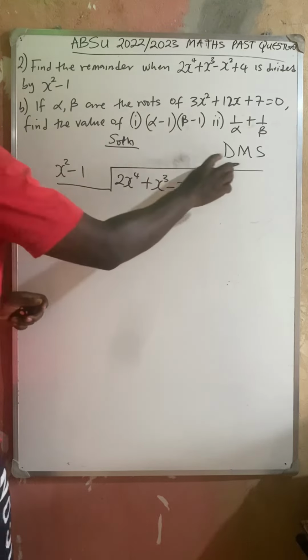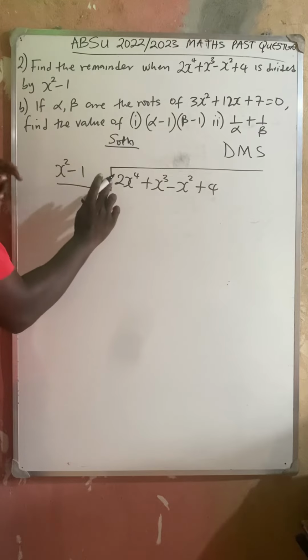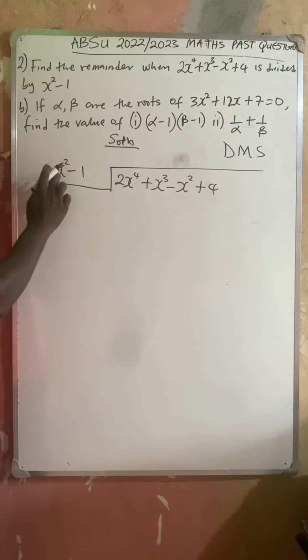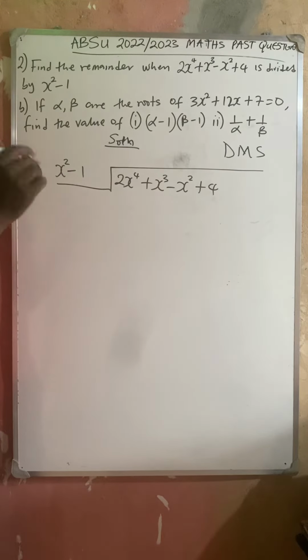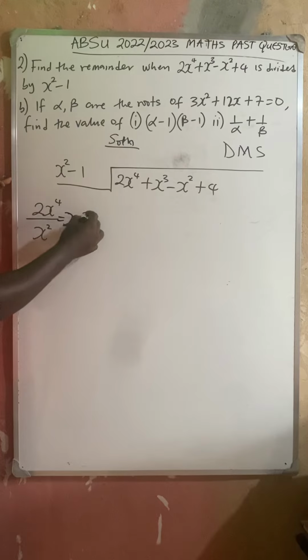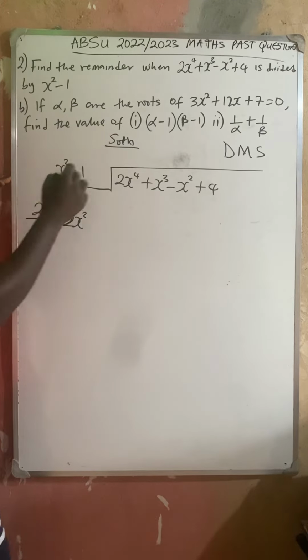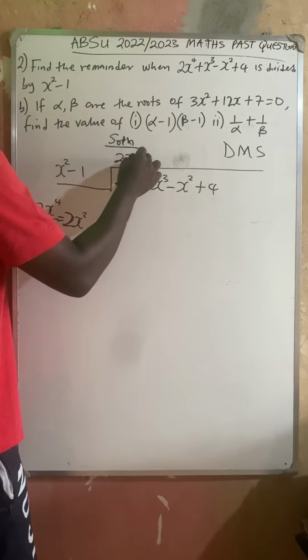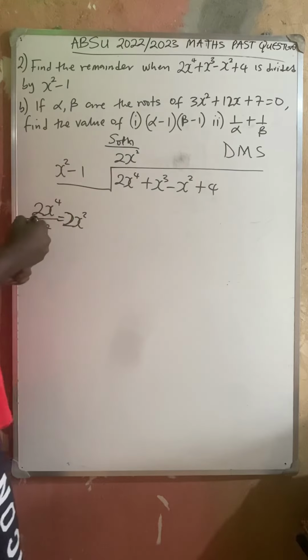So let's start. The first one said divide. The first term here divided by the first term here. So 2x raised to the power 4 divided by x raised to the power 2. If 2 is removed here, I'm left with 2x raised to the power 2, because 2 divided by an invisible 1 is 2. So my answer here is 2x raised to the power 2. I am done with my D.